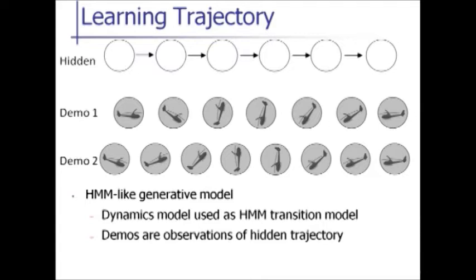And so now looking at this, we've got a bit of a problem here. If you'll notice, demo 1 and demo 2 aren't of the same length. So what do we do? Are we just going to average them? Are we going to pick one of them? How do we pick the right length for our target trajectory? To solve this, what we do is we align these trajectories to the hidden trajectory.